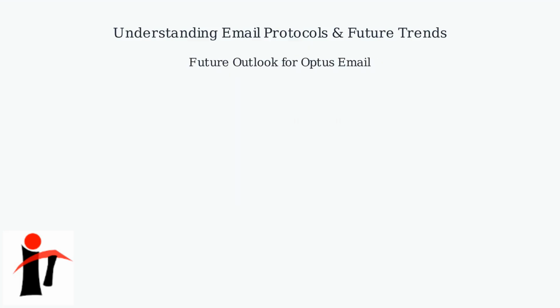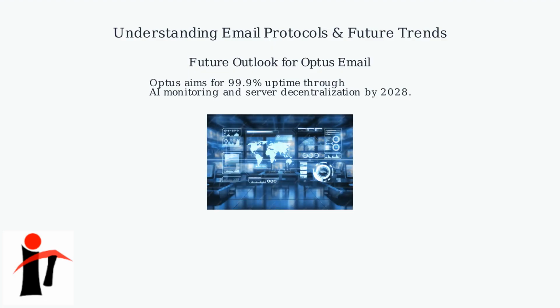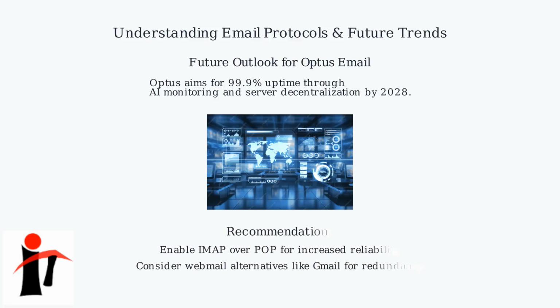Looking ahead, Optus has ambitious plans to improve their email service reliability. By 2028, Optus aims to achieve 99.9% uptime through advanced AI monitoring systems and server decentralization. This represents a significant improvement in reliability. For better reliability, enable IMAP over POP protocols. Also, users should consider webmail alternatives like Gmail for redundancy during any service disruptions.